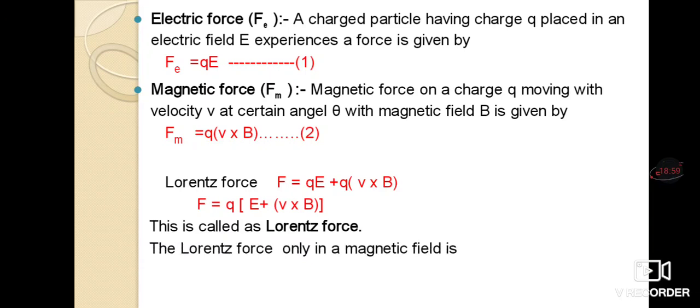Now the force in the case of a magnetic field only is given by F is equal to q of v cross B. So this is only in the case of a magnetic field, but the Lorentz force is the net force when both electric as well as magnetic fields exist in that region.